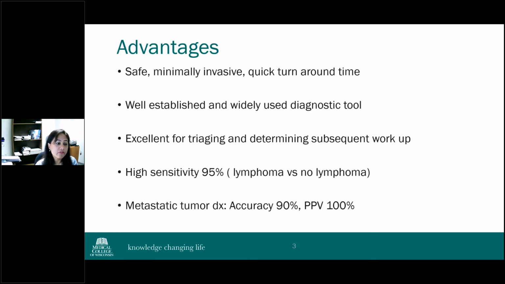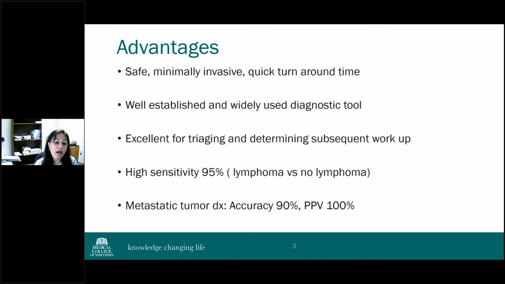So it is safe, it's minimally invasive, and usually has a quick turnaround time. As already talked, it is well established. It is used increasingly both in developing as well as developed countries for FNA for the initial diagnosis of any lymph node pathology. It is good to get a sample at rapid on-site assessment and know that it is adequate so that subsequent workup can be done.